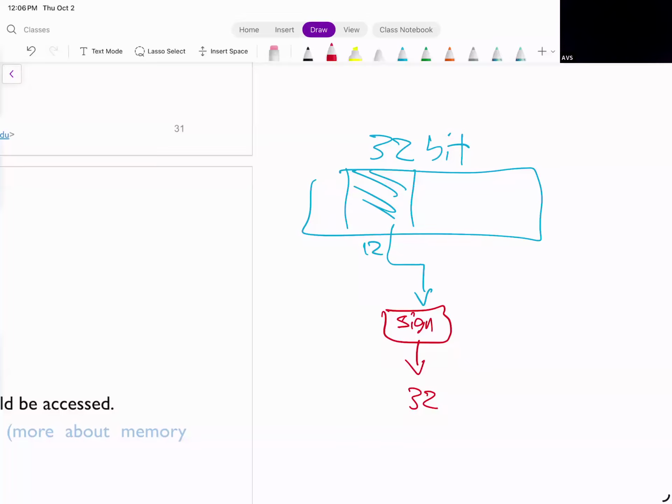Let me increase the volume, is it better now? No? How about now? Maybe I'll speak a little bit louder. Is it better? No? Okay, do this way.